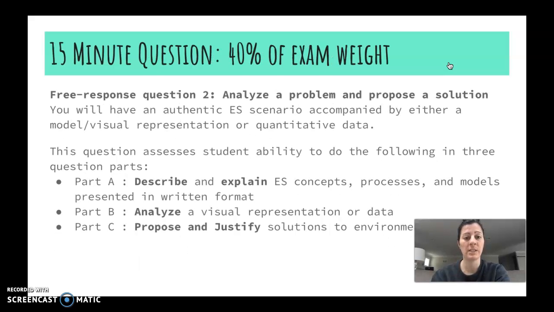The second question is the 15 minutes, and that's worth 40% of your exam weight. This one, you're going to analyze a problem and propose a solution. So again, you're going to be given that authentic scenario, you're going to get a model or some quantitative data, and you are going to have to do 3 things for this. Describe and explain the concept, the process, or the model in a written format. Analyze the representation or the data, so again, looking at those trends. And then, this is where it gets a little bit deeper, propose and justify solutions to the environmental problem.